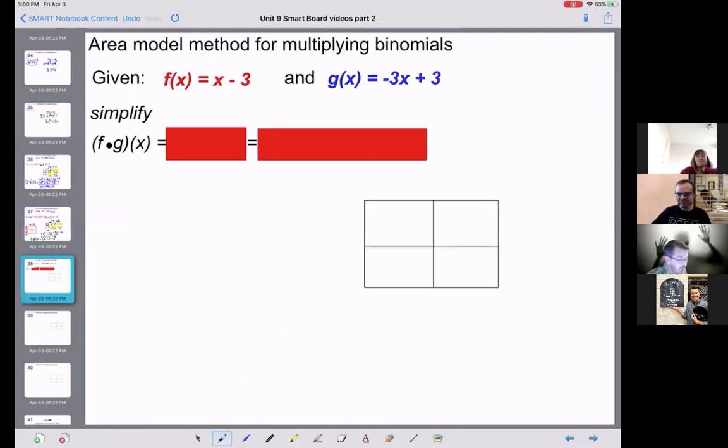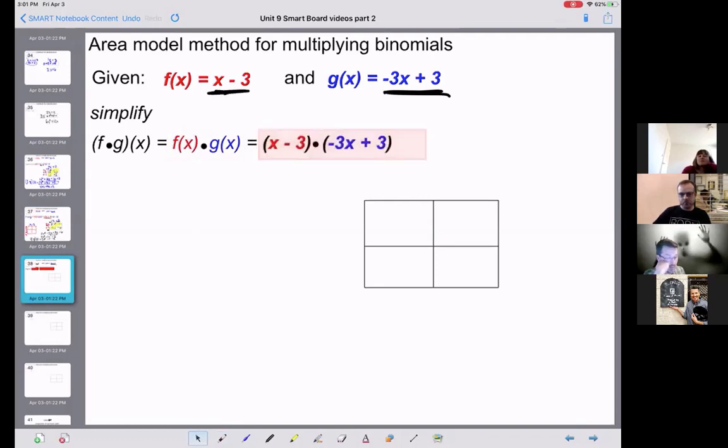All right, here we go. Now we have another one, f times g of x, which is kind of, again, if you've already gotten this, you can go ahead and try to do the activity. All we're doing for these is making them a little bit more difficult to sort of help you out here. So again, f times g of x, we have a binomial and a binomial. So you might have guessed what's going on here. We're going to rewrite this as f of x times g of x. And then we're going to rewrite that as x minus 3 times negative 3x plus 3.